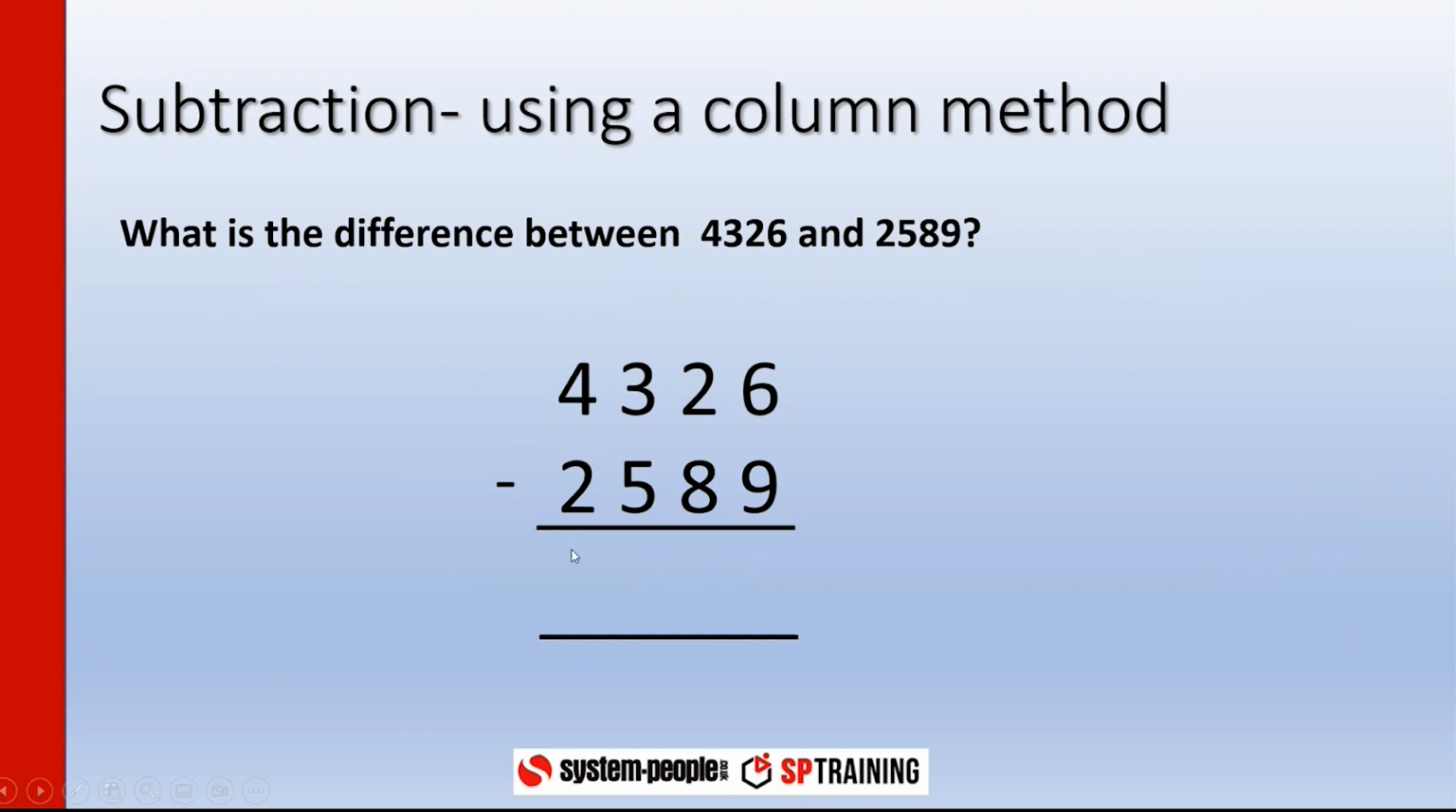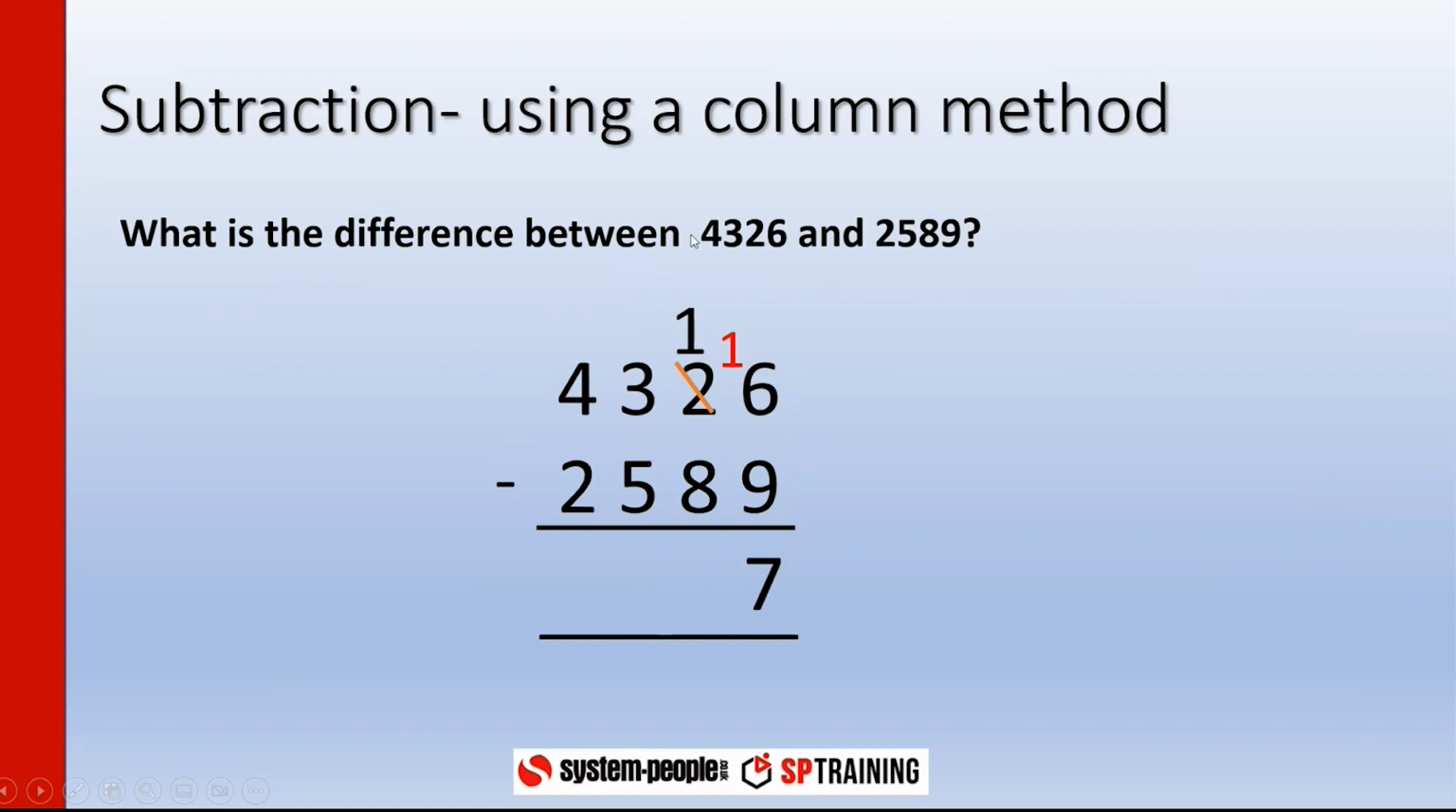Sometimes we say we carry out a takeaway. So 6 take away 9. Can we do that? No, we can't. So what we've got to do is take one of the tens from the tens column. So that becomes 10 in the tens column, and we move that across into our units. So now we have 16 units, because 10 plus 6 makes 16. And so we now do 16 take away 9, which gives us 7.